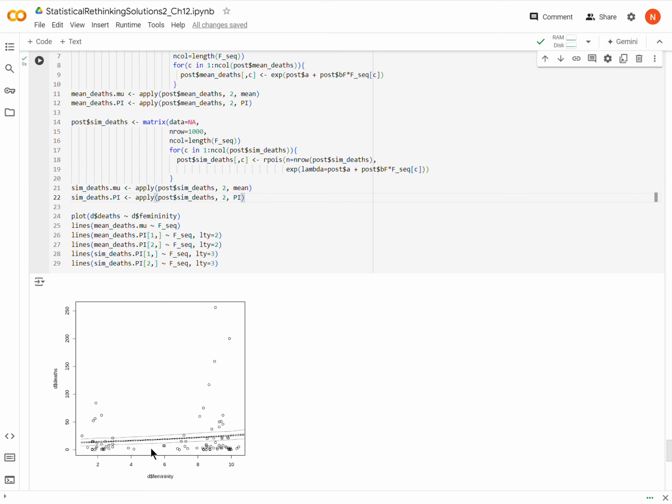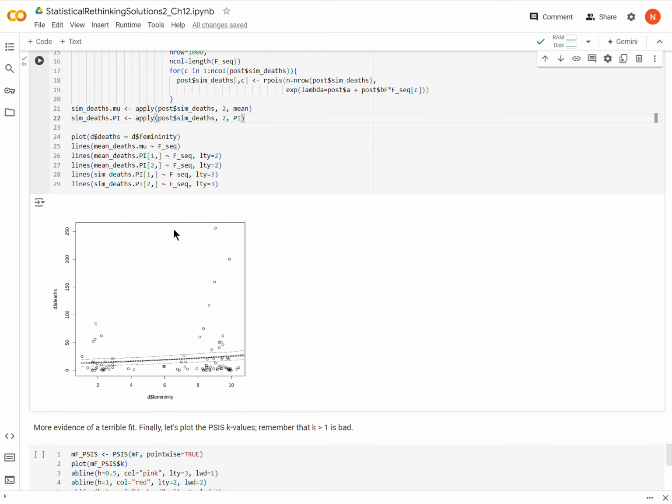So what you see is a solid line that represents the expected value, and dashed lines on either side of it, which represent the 89% credibility interval for the expected value. Then an even lighter set of lines, these dotted lines, represent the 89% credibility interval for total deaths, not just the expected number of deaths. And the circles, of course, are the raw data points, and you see just how abysmal the fit is. So our model is not doing a good job at all.